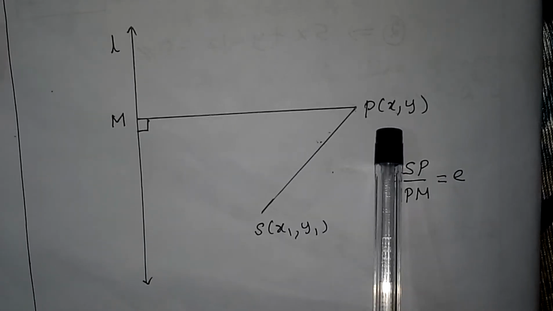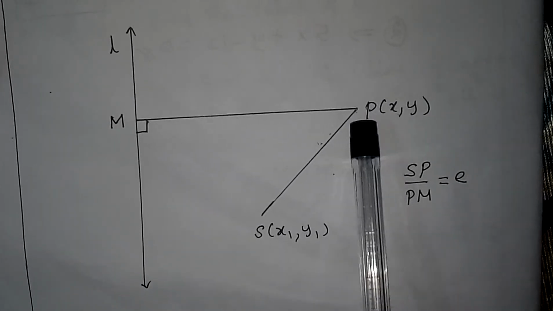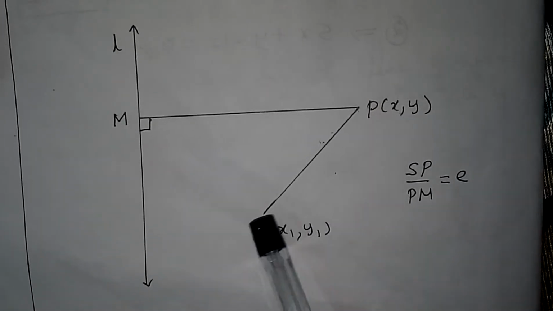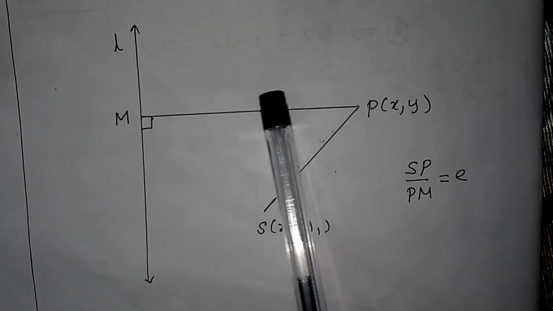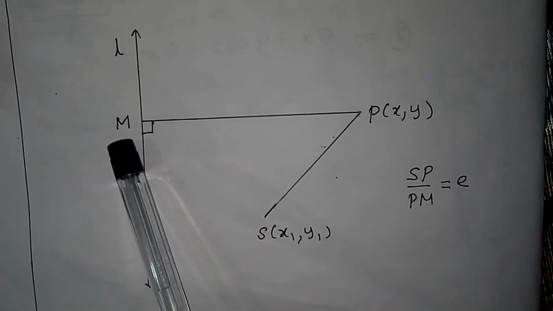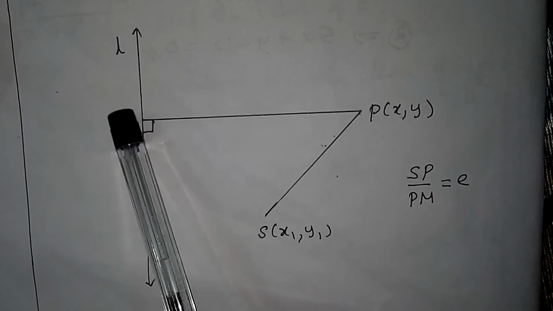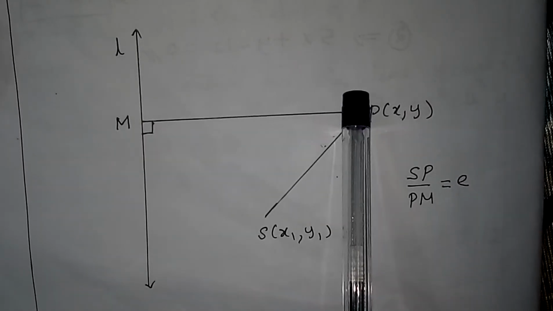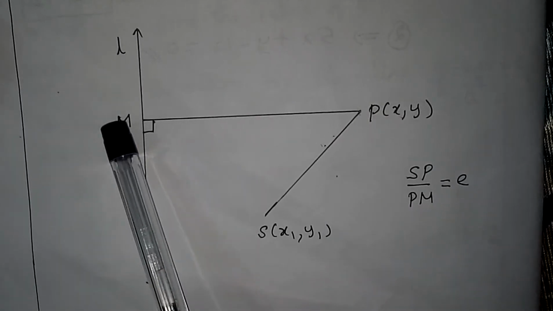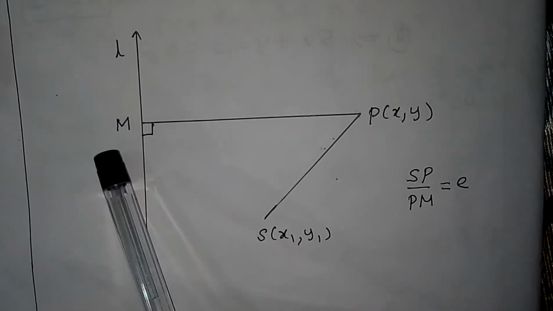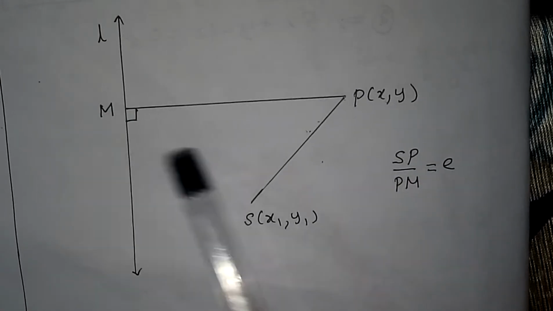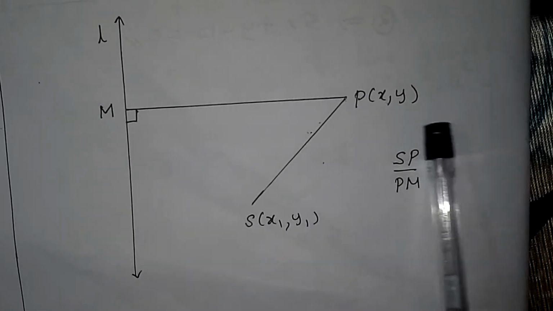Actually it is not a fixed point, it will be moving. Suppose I take the point here, P, then you can find the ratio S to P, and from this P you draw a perpendicular to this line, which is marked as M. This point M will be moving on this line. When we move the point P, M also moves, but only on this fixed line. So that ratio SP by PM is equal to E. This is the definition of a conic.